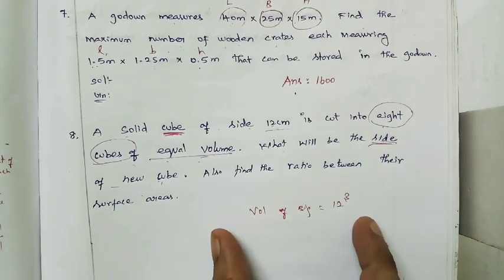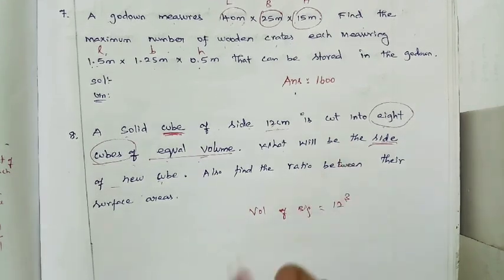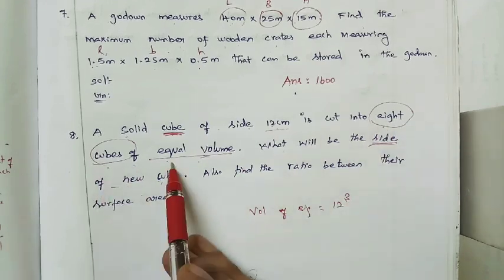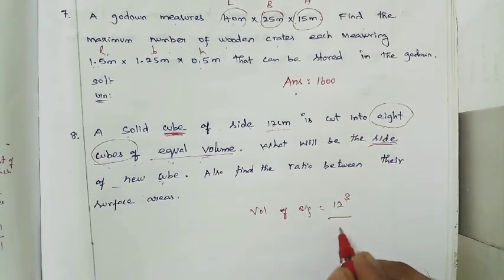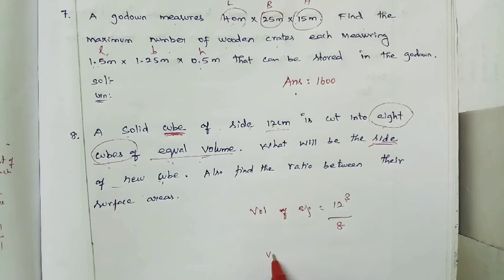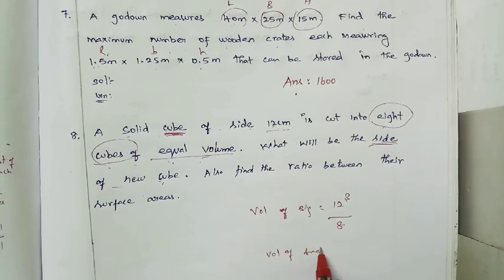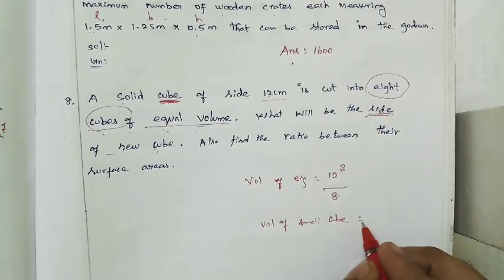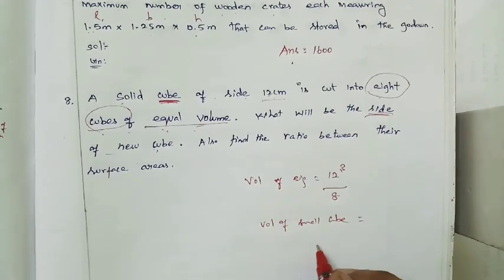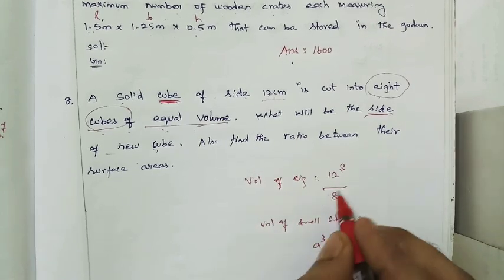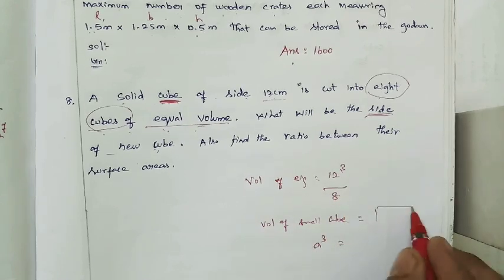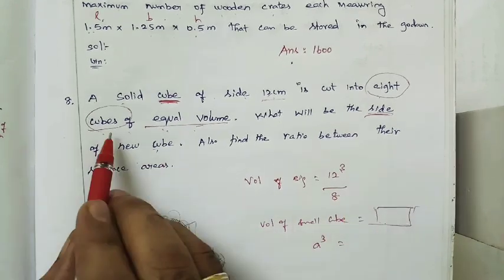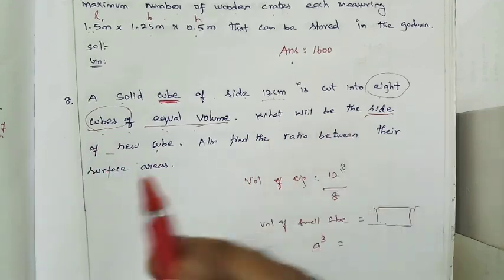After finding the volume of big cube, then it has been divided into 8 equal cubes, right? So just divided by 8, we will get a volume of small cube. Volume of small cube, it's nothing but some value. What is the formula of volume of cube? a cube is equal to some value. While we are dividing 12 cube by 8, you will get some value. That value is nothing but volume of a small cube. That is volume of new cube.